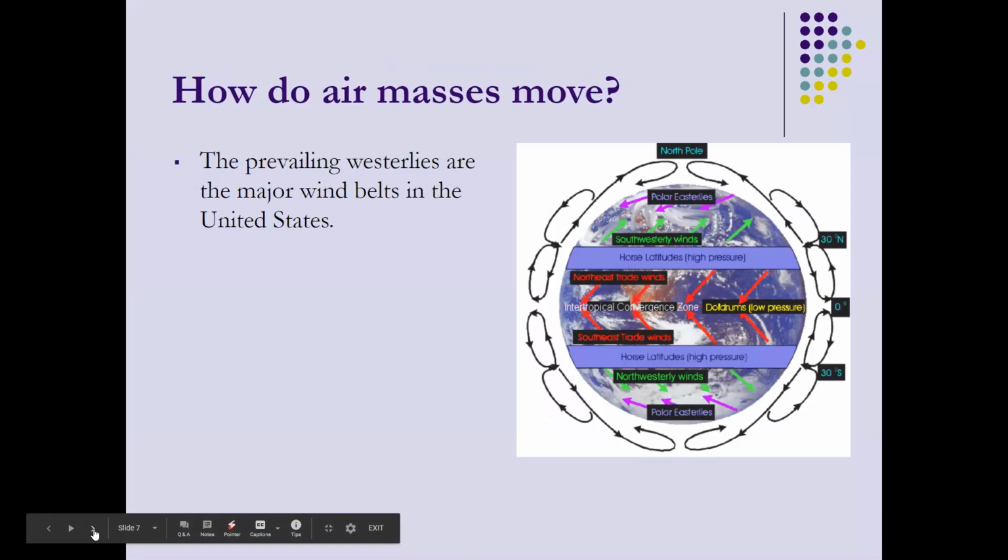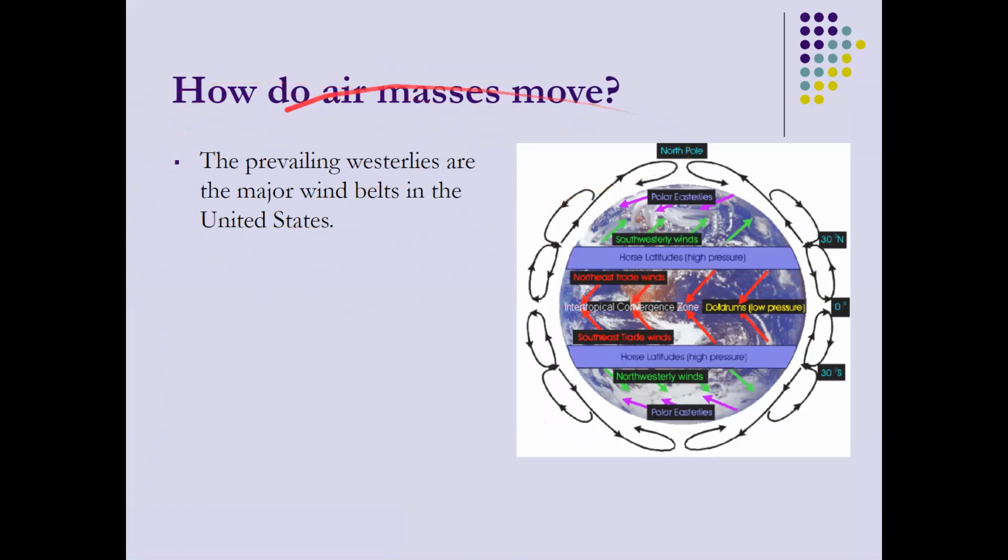All right, so how do air masses move? They are mostly pushed in the United States by the prevailing westerlies. So this came from the wind web quest from yesterday. You guys looked at the global wind patterns, and if you didn't, just take a look here. This just shows us the different wind patterns that we see across the globe.